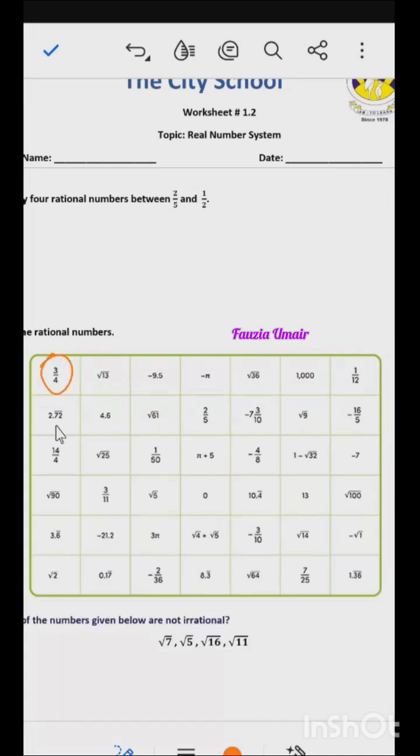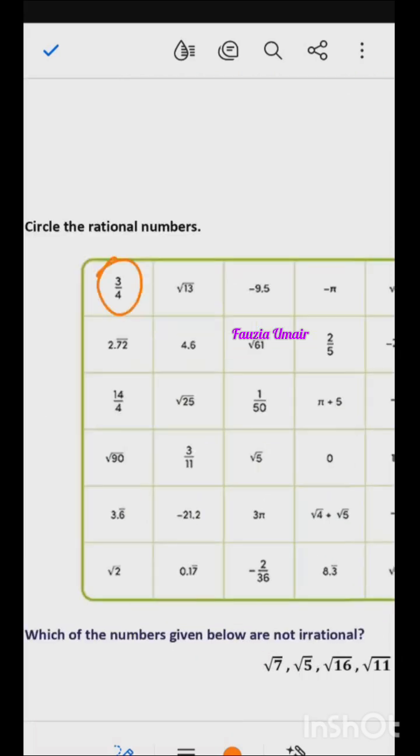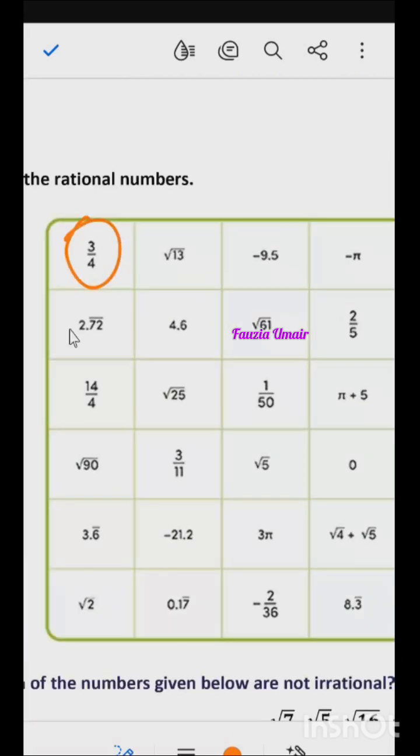So let's go in a line like this. 2.72 with the bar. What kind of decimal is this? Hashim, what kind of decimal is 2.72 with the bar? It's a recurring decimal, so it's a rational number. Very good. So next is 14 by 4.